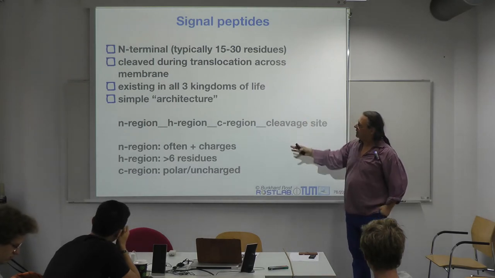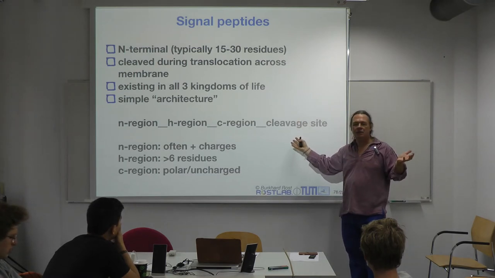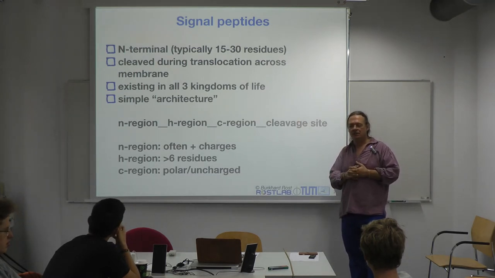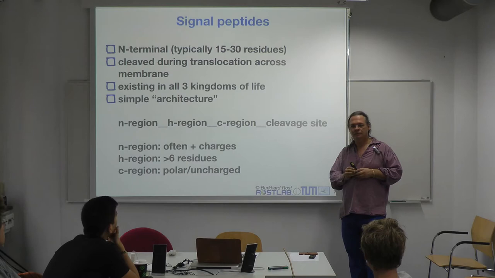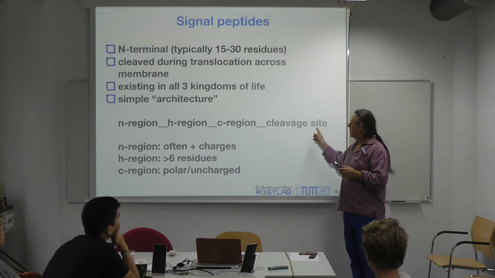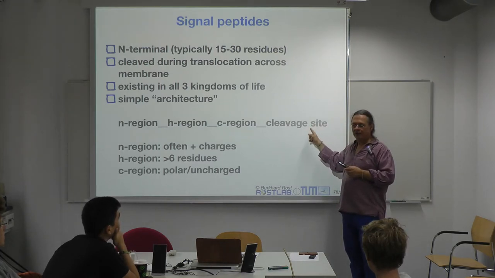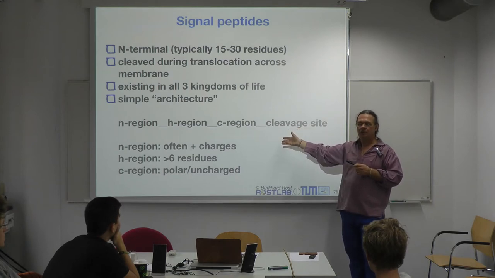And now, if you had this simple architecture, how could you use that to devise a prediction method? You can focus on the cleavage site because it's a unique location. Let me just use what you said before. Train a machine learning device on the cleavage site. Yes, that's one thing. But there's more to it.